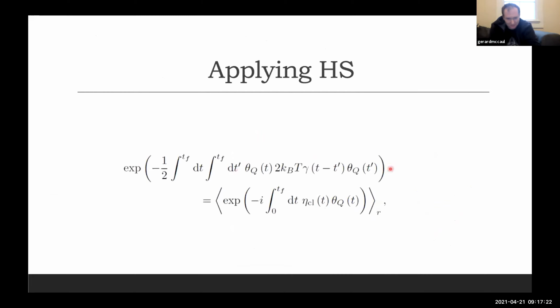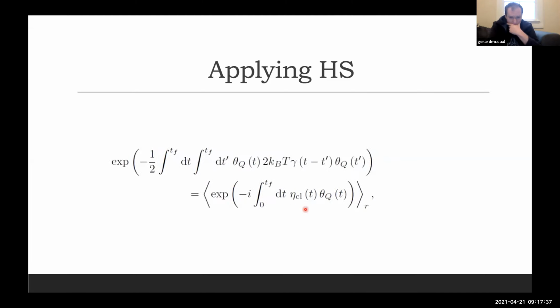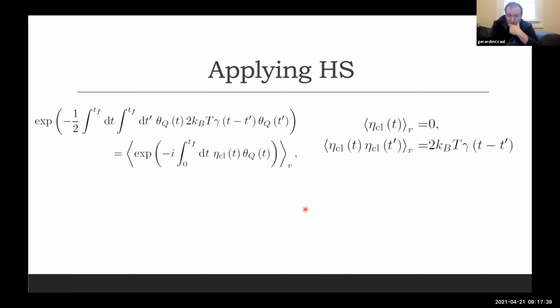Well, we take the problem term in the classical influence functional and we perform the Hubbard-Stratonovich transformation, okay? So that means that we actually go from this kind of quadratic form for theta q to a linear form, which is precisely what we wanted, right? When we do this, the Hubbard-Stratonovich transformation by definition requires that your noise obeys certain properties. And if your noise obeys these properties, then this equality should hold.